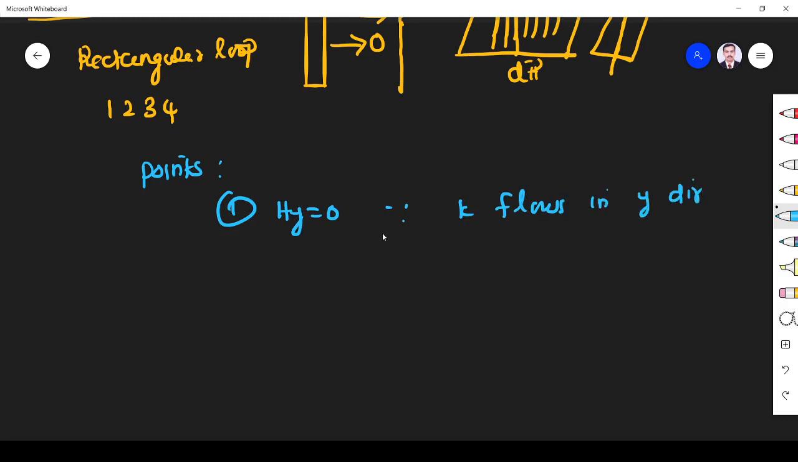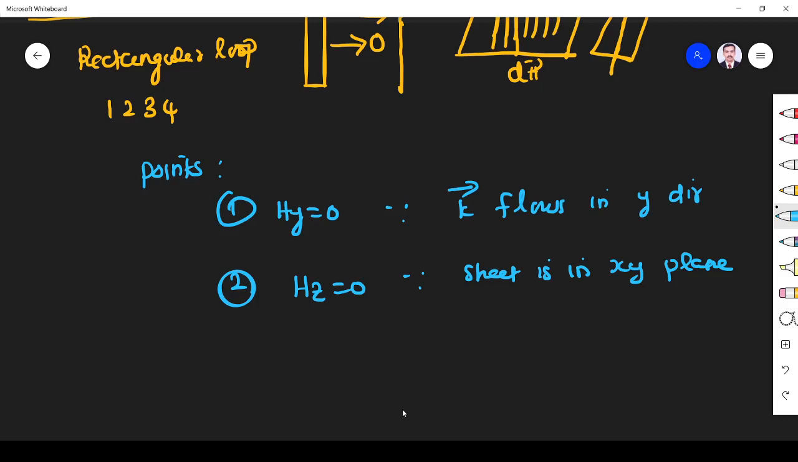As per Biot-Savart law, current K flows in y direction. Current and magnetic field cannot be in the same direction. Right? Second thing, the Z component of the magnetic field is also 0 because the sheet is in xy plane. We know that we have kept the sheet in xy plane.